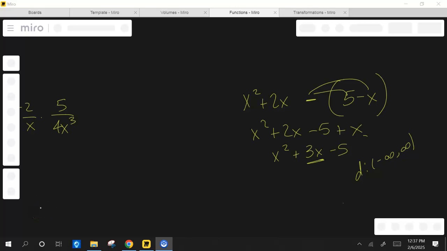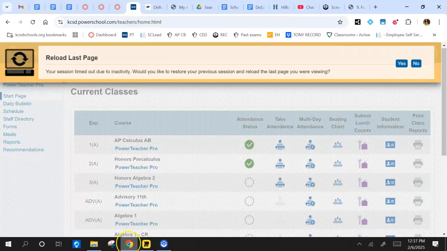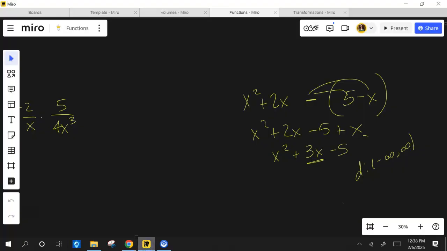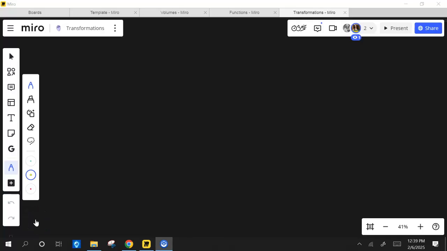Same mirror board. Okay, mirror board. Find it. I'll bring you to me. Let's open it. It should say... it's called Stacy Get Your Life Together. All right, I opened the wrong board.